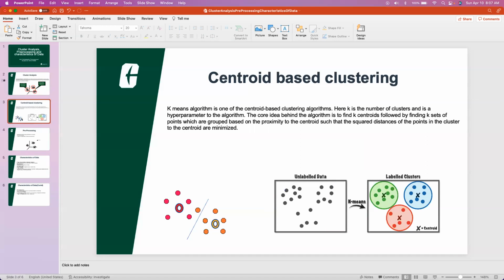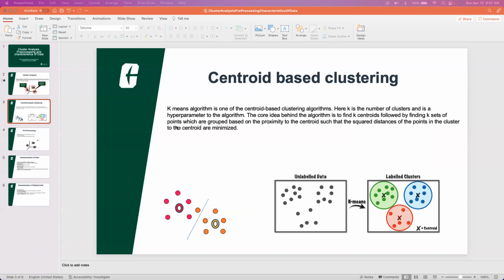In centroid-based clustering, K is the number of clusters and the main parameter of the algorithm. The idea behind the algorithm is to find K centroids, followed by K sets of points which are grouped together based on the density around the centroid, such that the distances of all the points in the clusters to their centroids are minimized. This is one of the common methodologies that are used.